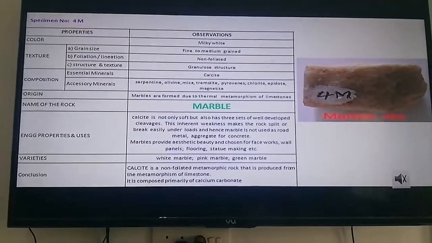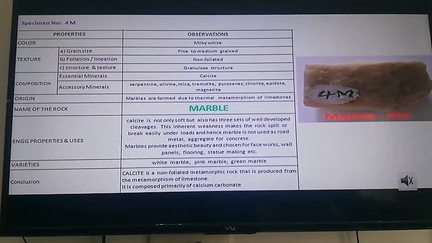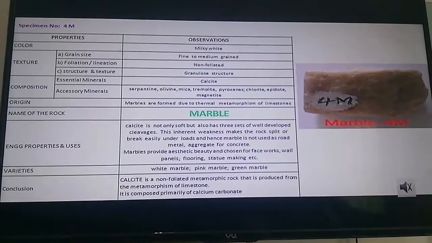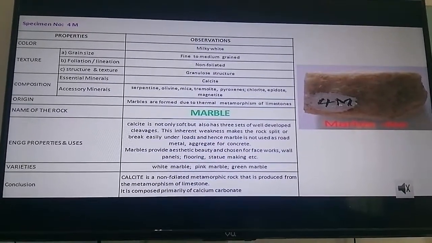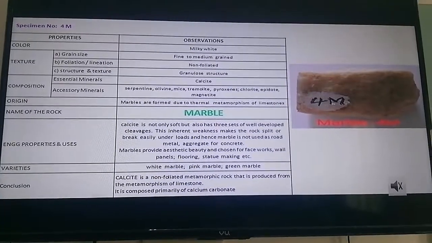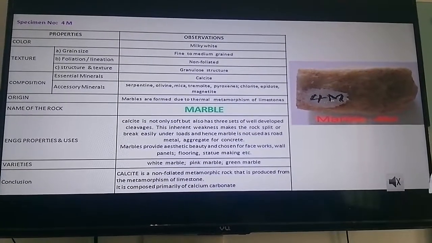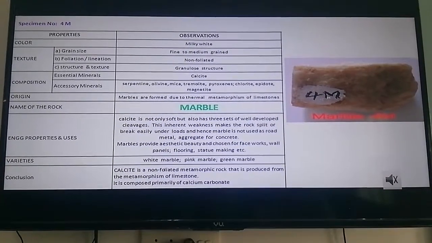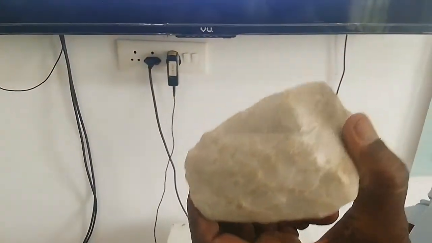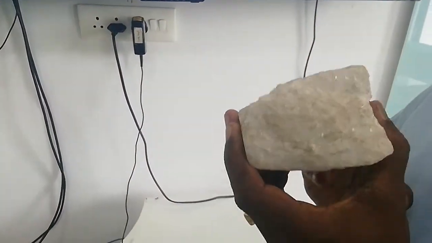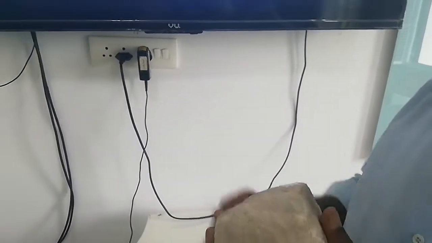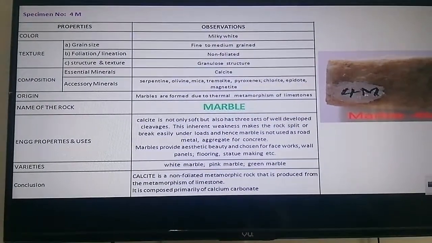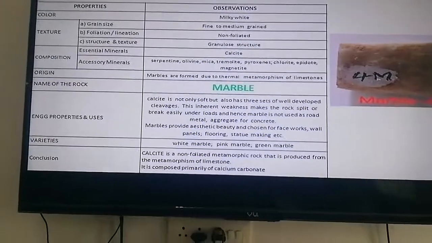Calcite is not only soft but also has three sets of well-developed cleavage. That's why marble is not advisable for foundations of dams and reservoirs. Marbles provide aesthetic beauty and are chosen for face works, wall panels, flooring, statues, etc. The beautiful Taj Mahal is also made using marble. We can see a lot of varieties in marble: white marble, pink marble, green marble, blue marble. So this is the explanation of marble, a metamorphic rock.